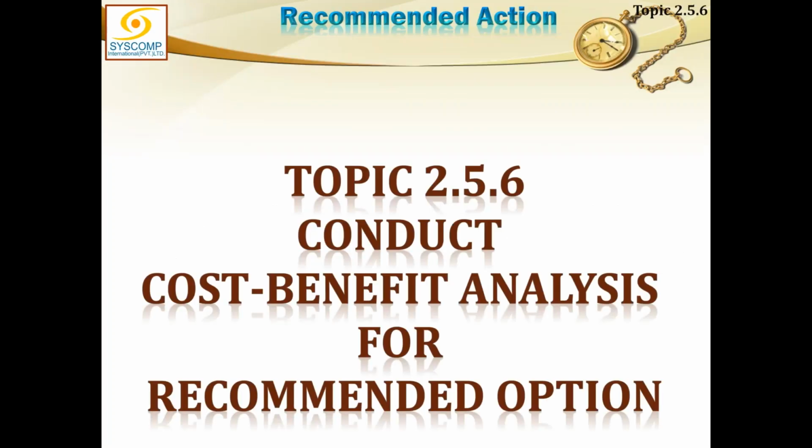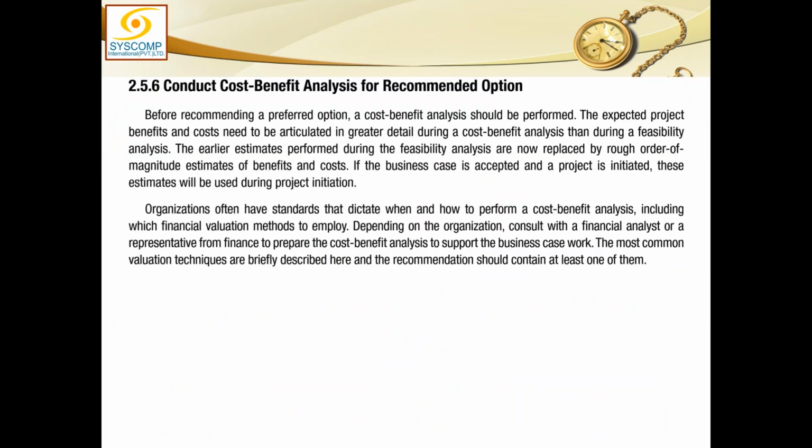So this was as far as the weighting was concerned. Then we conduct the cost benefit analysis for the recommended option. Say there were 10 options, out of which 7 are not feasible and 3 were feasible. Out of the 3 feasible, I have just chosen 1 and recommended 1. Now that one option has to be thoroughly dug into, and I will do the cost benefit analysis for that.